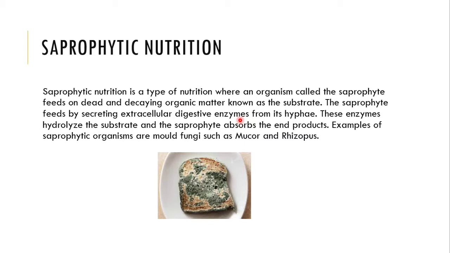Looking at this type of nutrition known as saprophytic nutrition, we've got these living organisms, known as saprophytes. And what do they do? They feed on dead and decaying organic matter. And this dead and decaying matter is known as what? Substrate. For example, this bread here is dead, decaying matter. They will find space there because it is nutritious, and they will start feeding off that bread. In the process, the bread will start decaying.